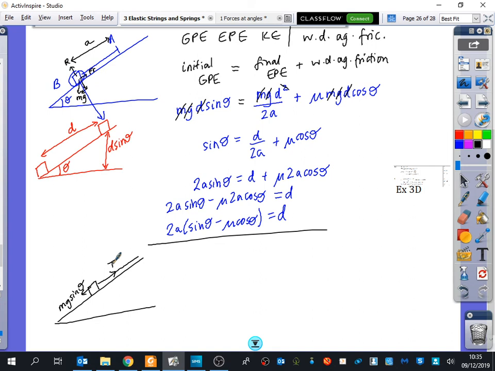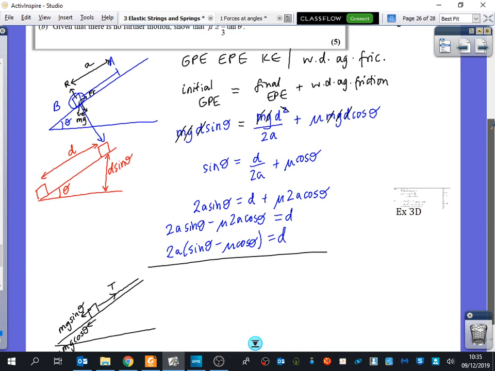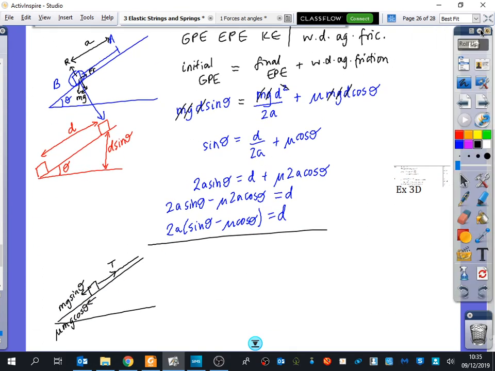Friction is still going downwards. It's going to be going downwards because we think it's going to ping upwards. So we've then got this way, which is mu mg cos theta. Now, given that there is no further motion, what do you know about this and this?